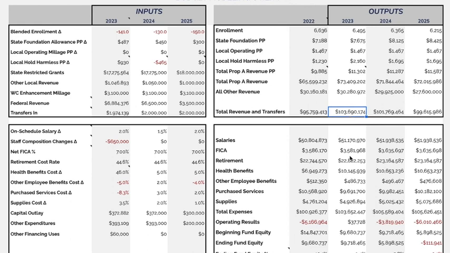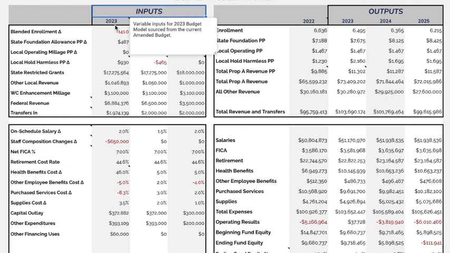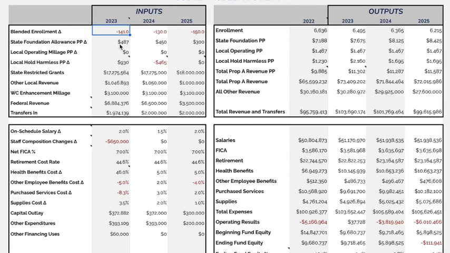And we'll hit that again here as now we turn our sights to the inputs side of the BMU. And the inputs for 2023 are what are in the current amended budget. So the current amended budget has enrollment down 141 students. The foundation went up a healthy $487 per student. So you're multiplying that by the 6,495 students over here. So that's a big increase to revenue.